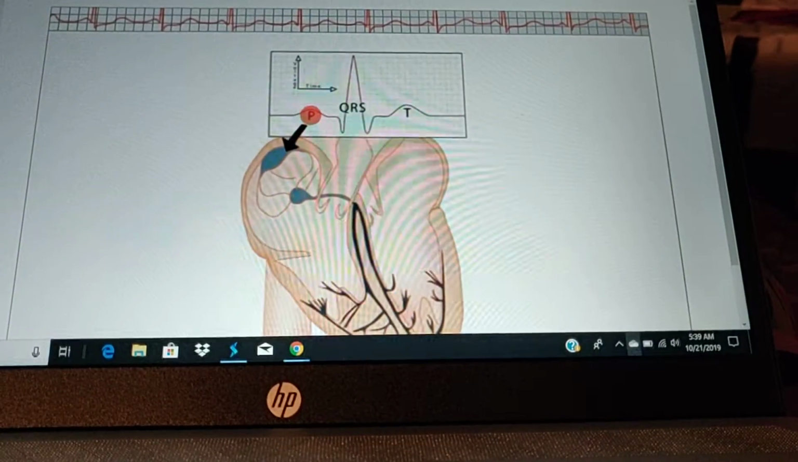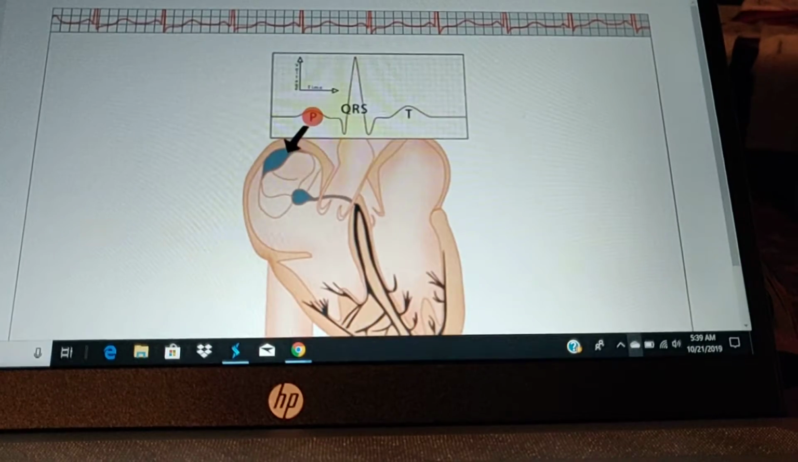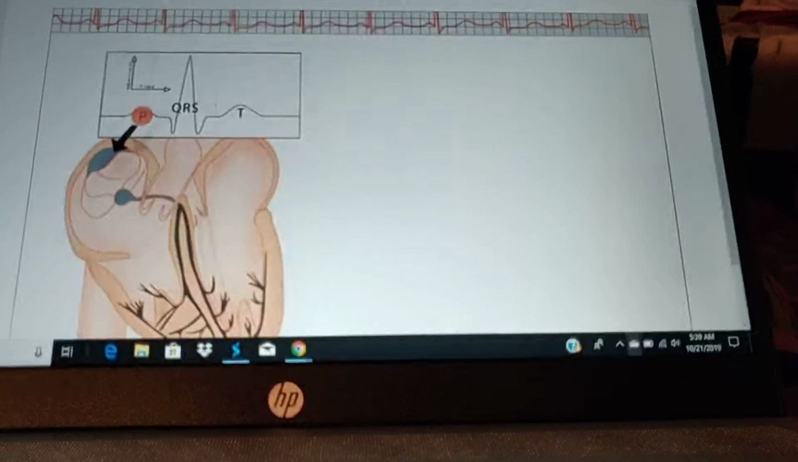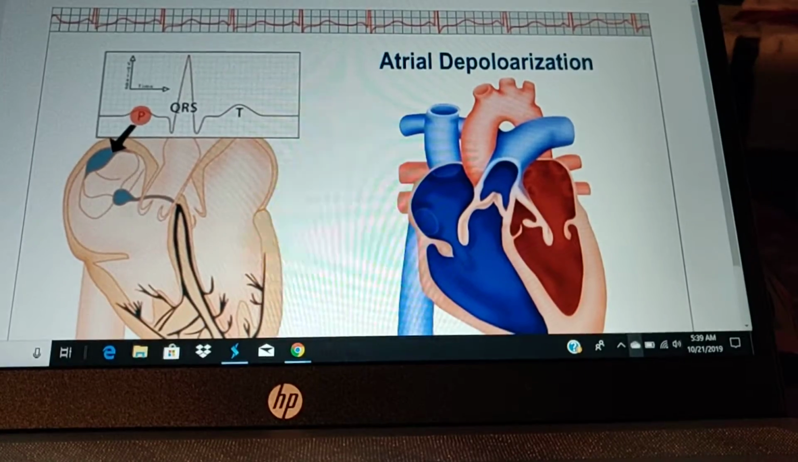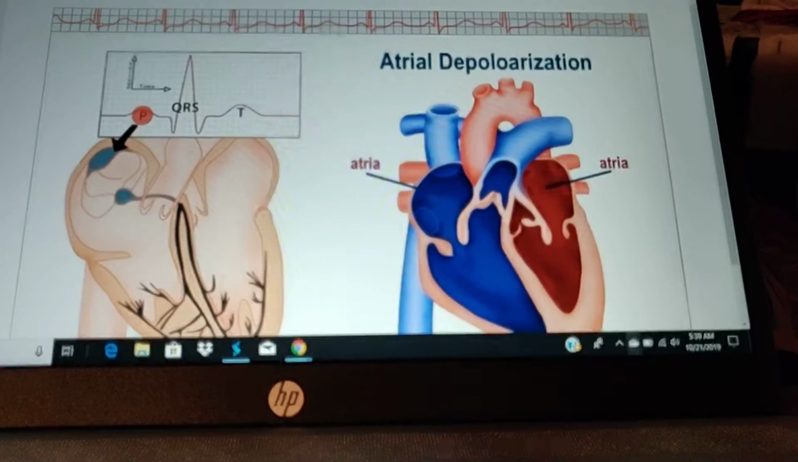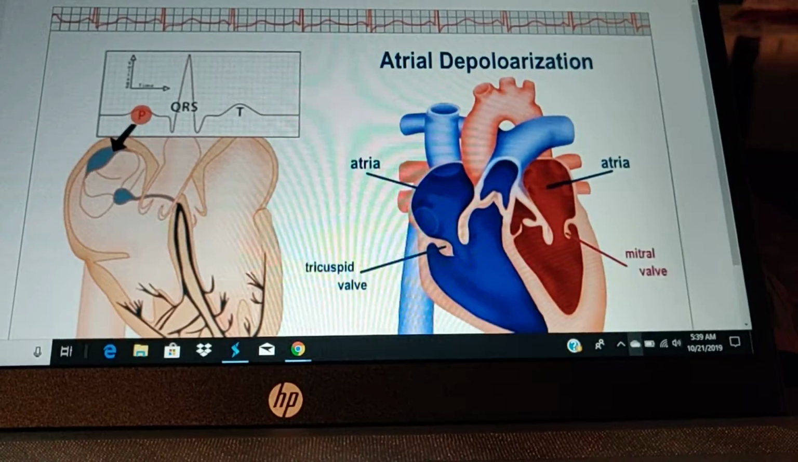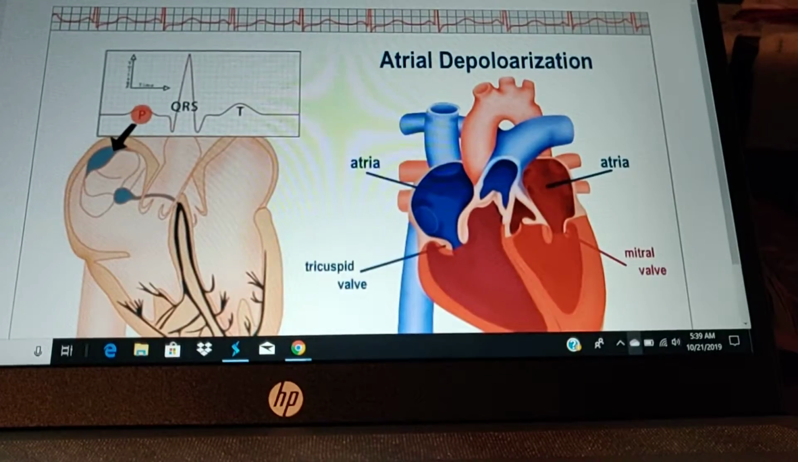The P wave is the first component of a normal ECG waveform. P waves represent atrial depolarization, when the stimulated atria contract and push the blood through the open tricuspid and mitral valves into the relaxed ventricles.